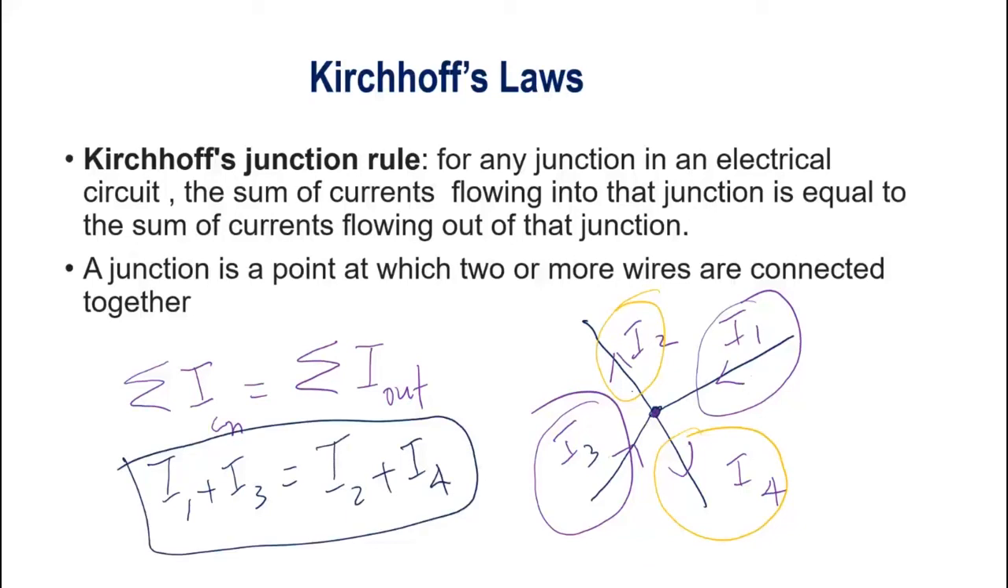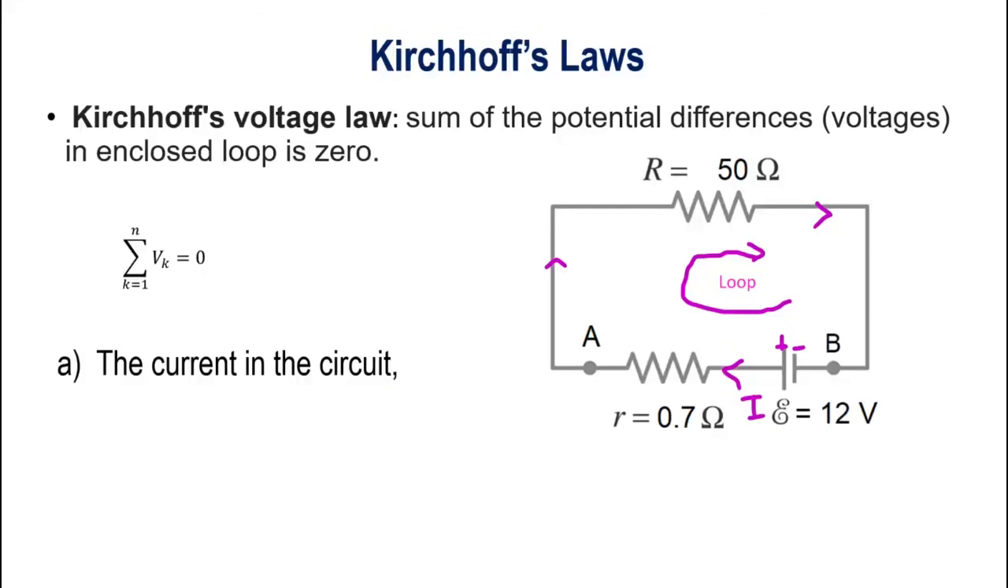Kirchhoff's junction rule: for any junction in an electrical circuit, the sum of the current flowing into the junction equals the sum of the current flowing out of that junction. This is what I mean. The sum of the current that goes in equals the sum of the current that goes out. Kirchhoff's second law says the sum of the potential differences in an enclosed loop is zero. That means the sigma of all these potential differences we have in this circuit is zero.